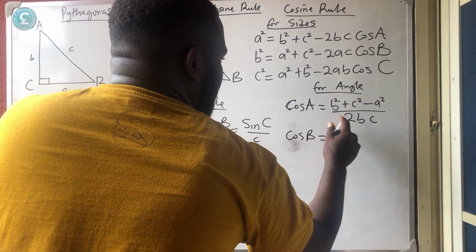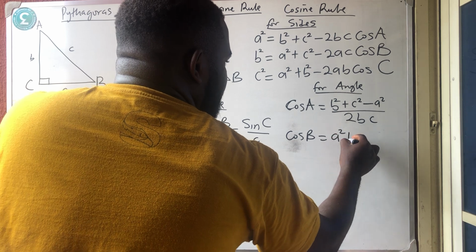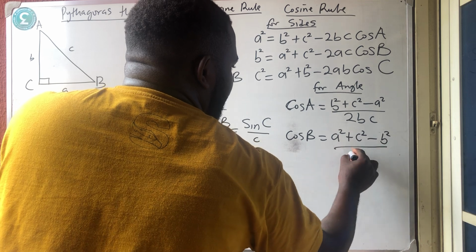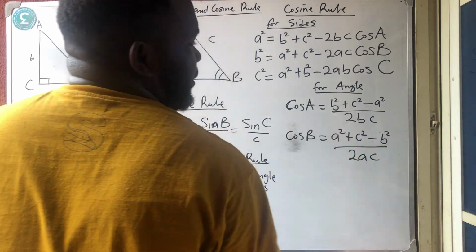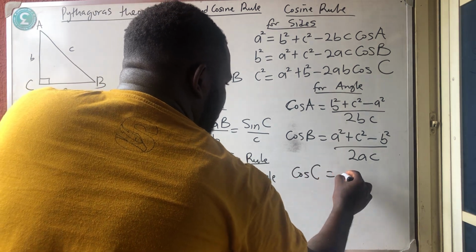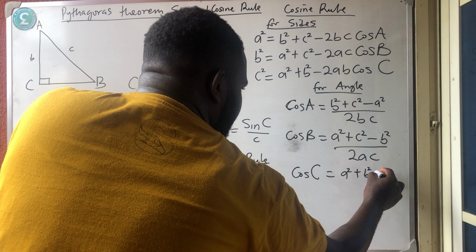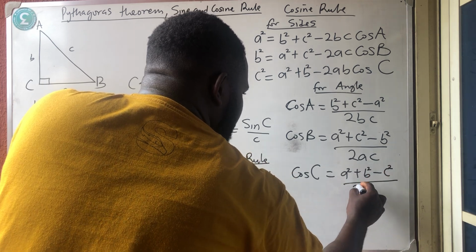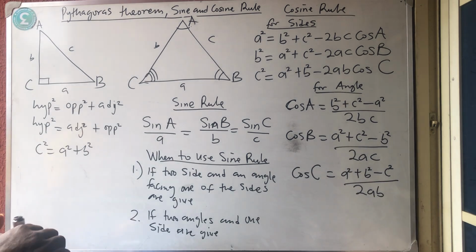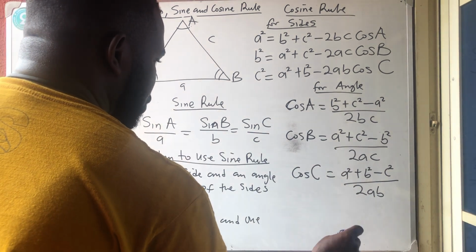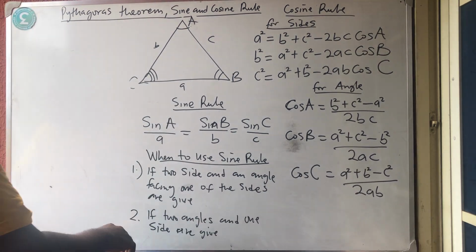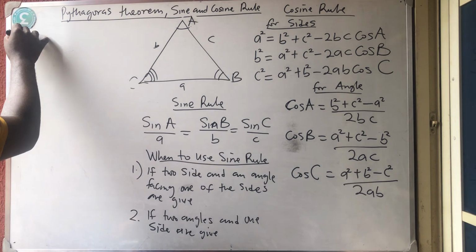Watch for cos B now. Cos B is equal to what? I will not start from B, I will start from what? A squared plus C squared minus B squared. This is where B will now come in. All over 2 the same A, the same C. Then for cos C should be equal to what? A squared plus B squared minus what? C squared. All over what? 2 the same A, the same B. Okay, that is that. So the question now is, when do you use cosine rule? Sorry about that. When to use cosine rule?